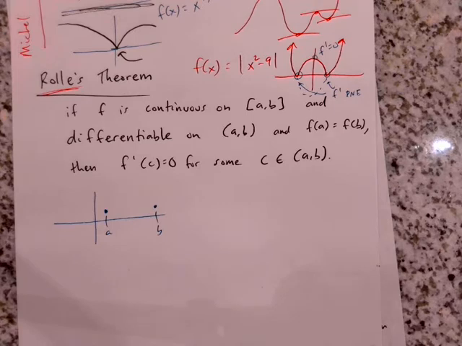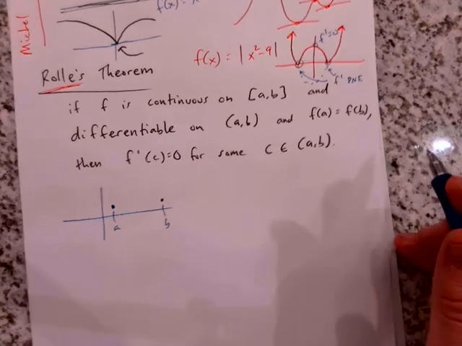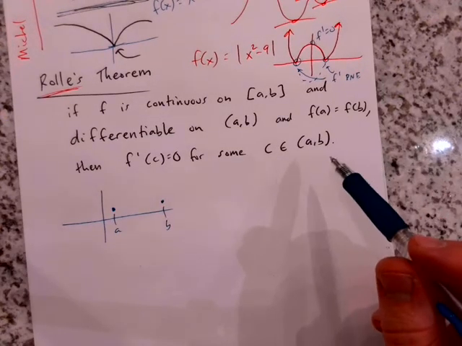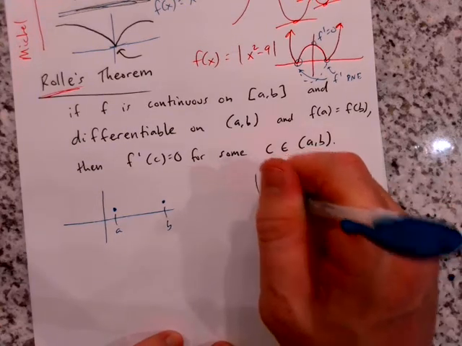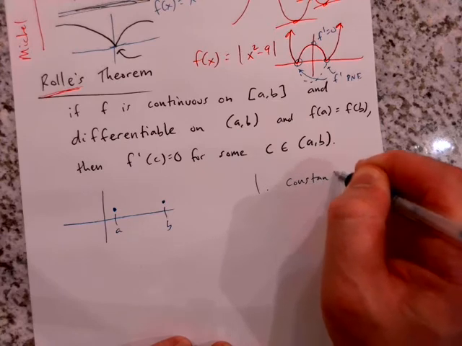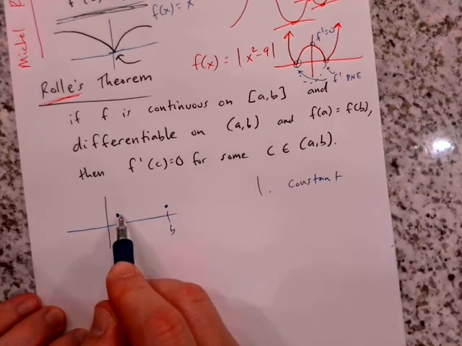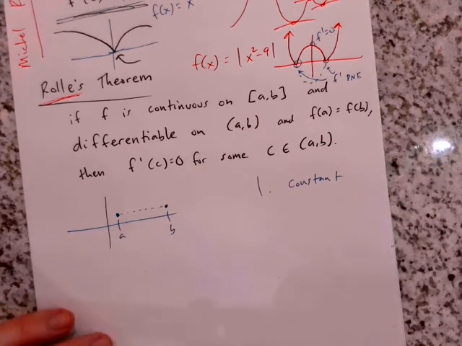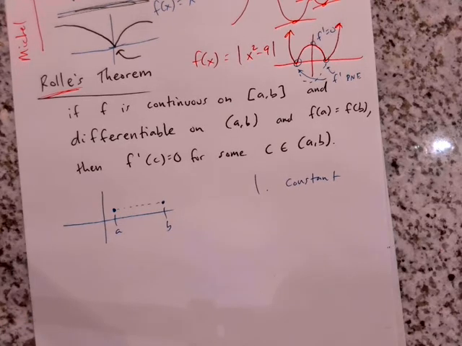And if we were to prove this, which we're not, the proof would just be showing the three possibilities for our graph. The first possibility is that the graph is constant, that the graph goes straight across. If that happens, then you have a constant function, therefore f prime is 0 at every point. So Rolle's theorem is satisfied.